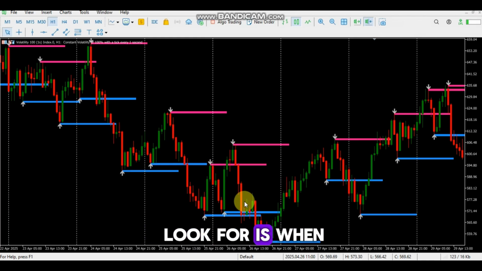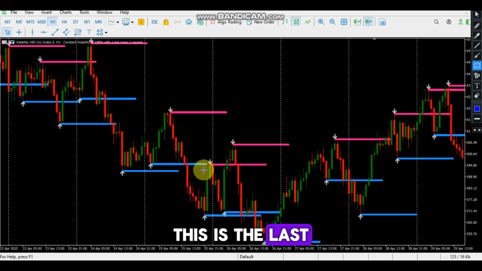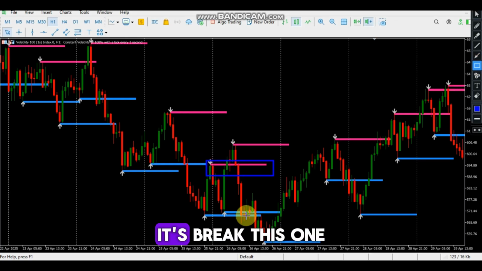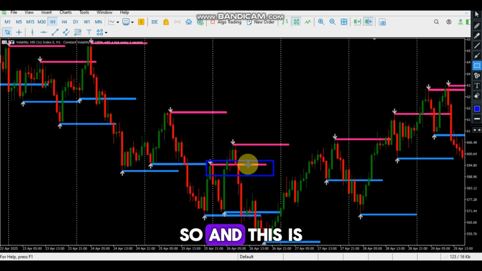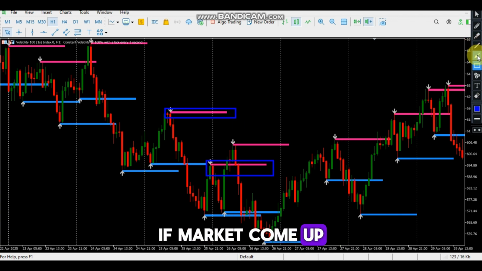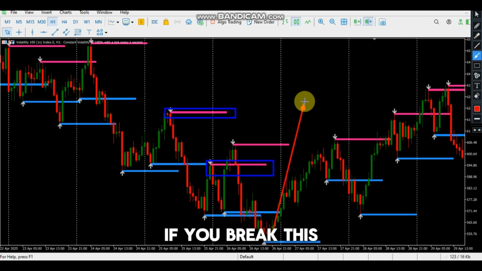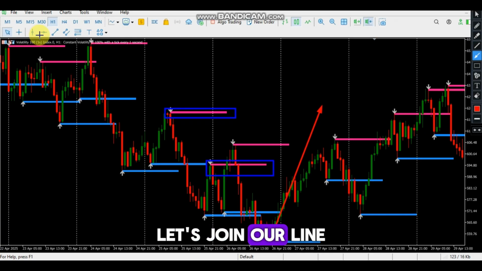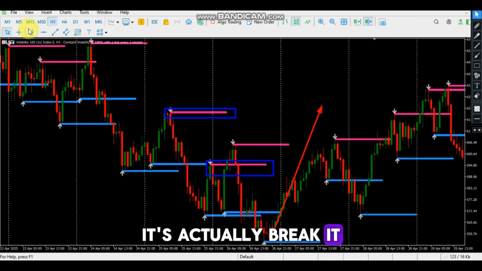So what are we now going to look for? What we're going to look for is when we have a reversal. Can you see this is the last down candle here? This is the last down candle, and it breaks this one. It actually breaks this one before this one comes up. And this is the previous one before it comes here, which means if the market now comes up to this side and you break this side, let's join our line to identify when it actually breaks it.